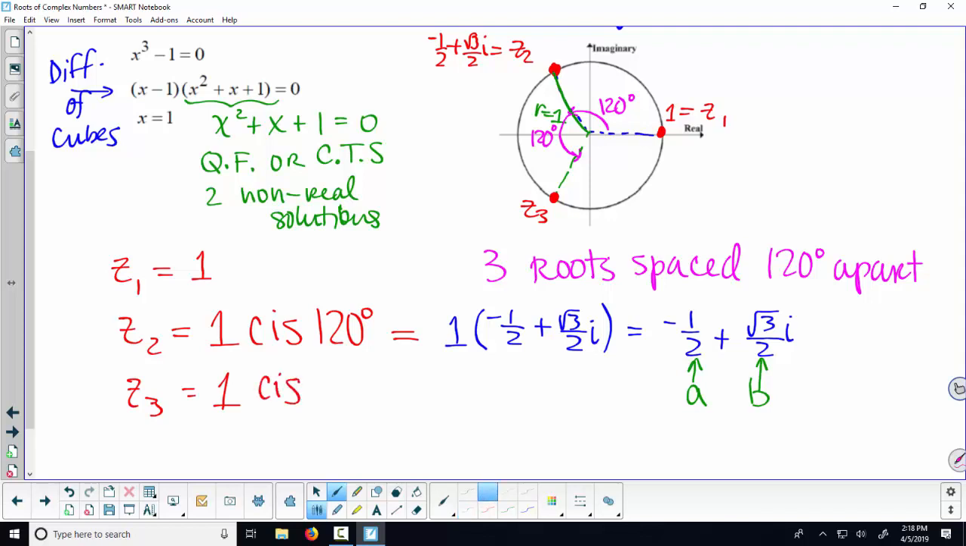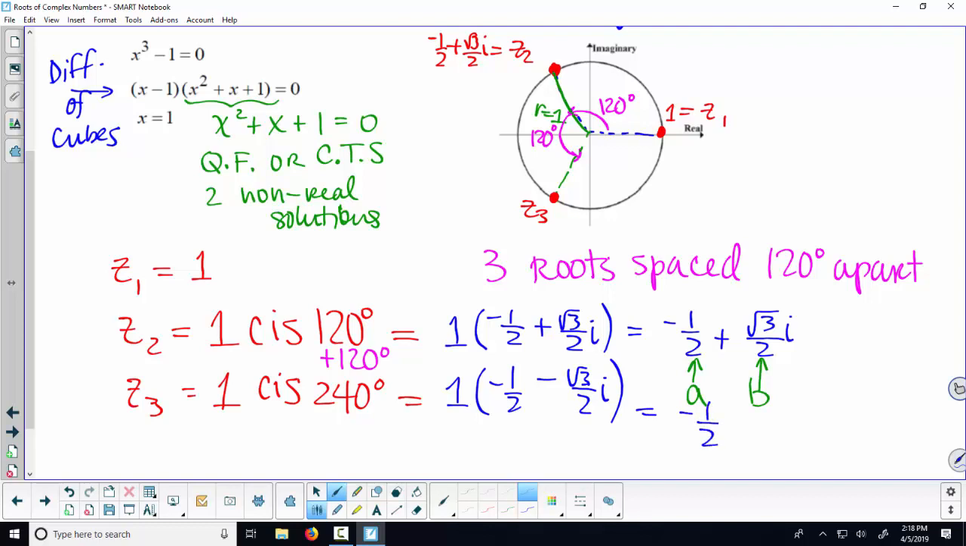CIS, how did I get that? Well, I added 120 degrees to the previous root. Okay, which this comes out to be 1 times, once again, negative 1/2, but it is, whoops, bad habit, minus square root of 3 over 2. So cosine of 240, sine of 240, which I end up with negative 1/2 minus square root of 3 over 2i.